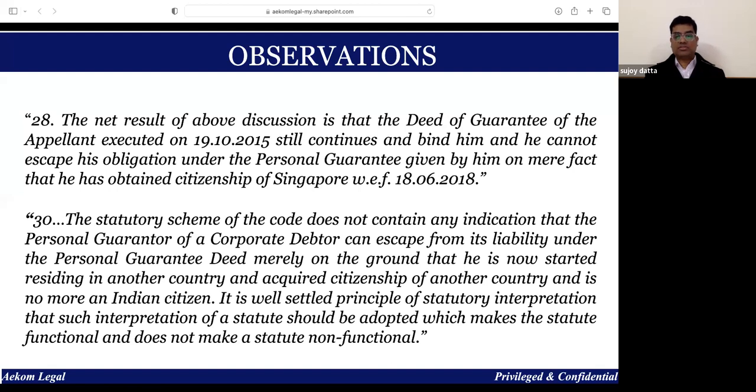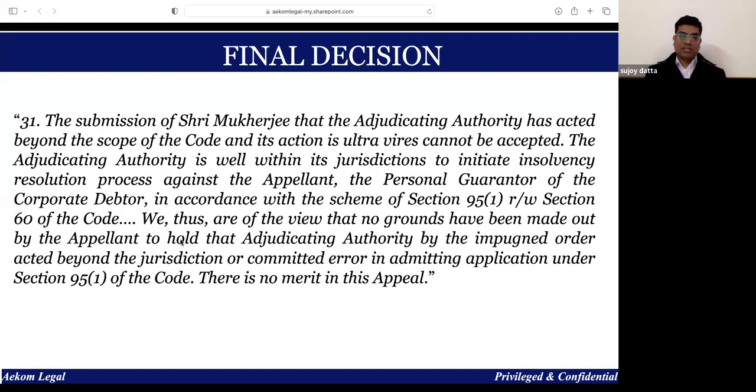It is a well settled principle of statutory interpretation that such interpretation of a statute should be adopted which makes the statute functional and does not make a statute non-functional. The submission of Sri Mukherjee that AA has acted beyond the scope of the code and its action is ultra vires cannot be accepted. The AA is well within its jurisdiction to initiate insolvency resolution process against the appellant, the personal guarantor, in accordance with section 95, and hence the appeal was dismissed.